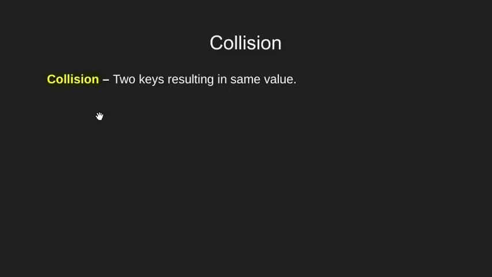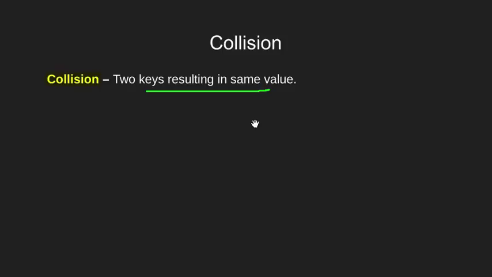Since we are using a hash function that gives us a smaller number or string from a key, there is a possibility that two keys result in the same value. The situation where a newly inserted key maps to an already occupied slot in a hash table is called collision and must be handled using some collision handling technique.